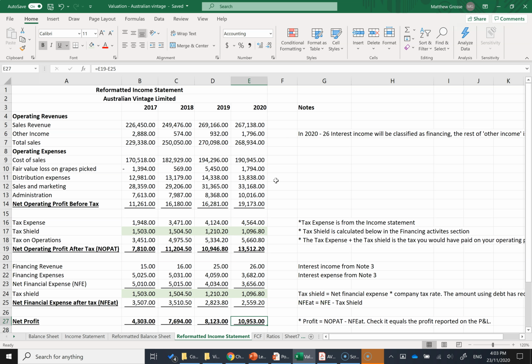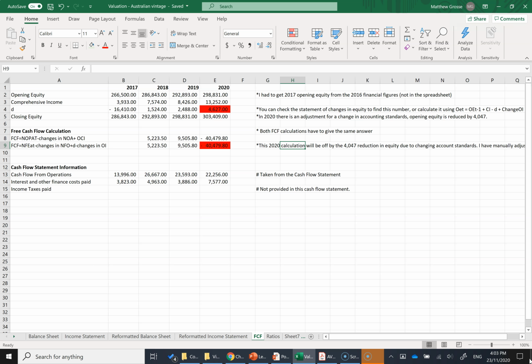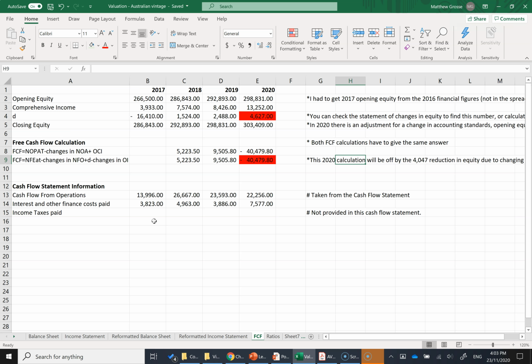The next thing you need to do is check out your free cash flow calculations. So there's two ways we can calculate free cash flow here. We've got two different formulas. Free cash flow equals NOPAT minus change in NOA plus other comprehensive income, or free cash flow equals net financial expense after tax minus changes in NFO, net financial obligations, plus dividends minus changes in other outside interests.